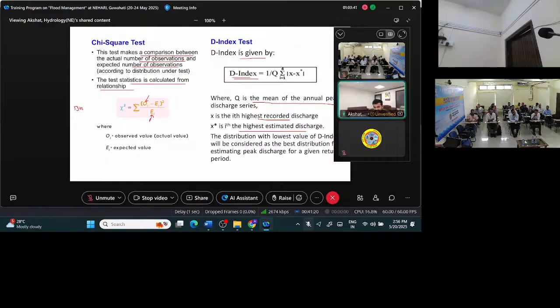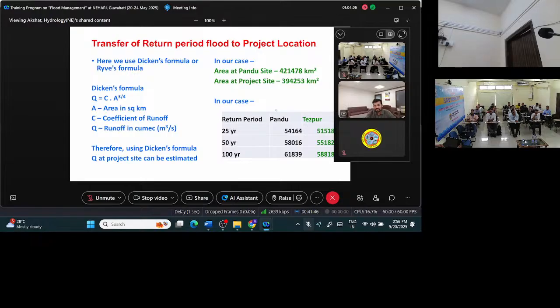So if X is the highest recorded discharge and X star is the highest estimated discharge, we'll go for summation of these values. The distribution with the lowest value of D index will be considered as the best distribution for estimating peak discharge for a given return period. And now, after estimating the return period at Pandu site, we need to estimate the return period at Silaghat site also, which is near Tezpur.